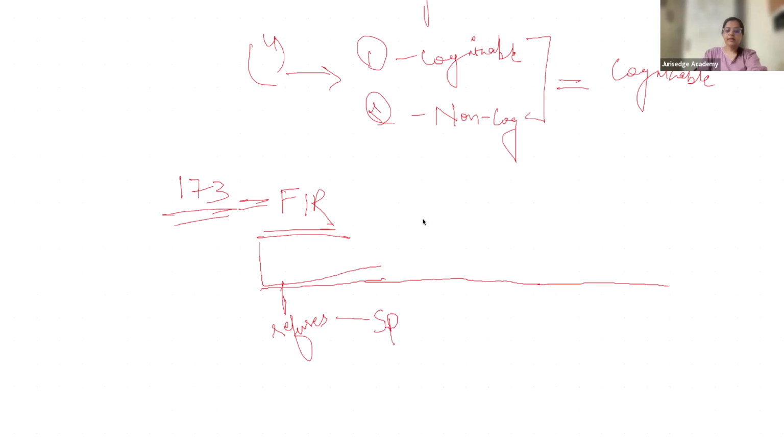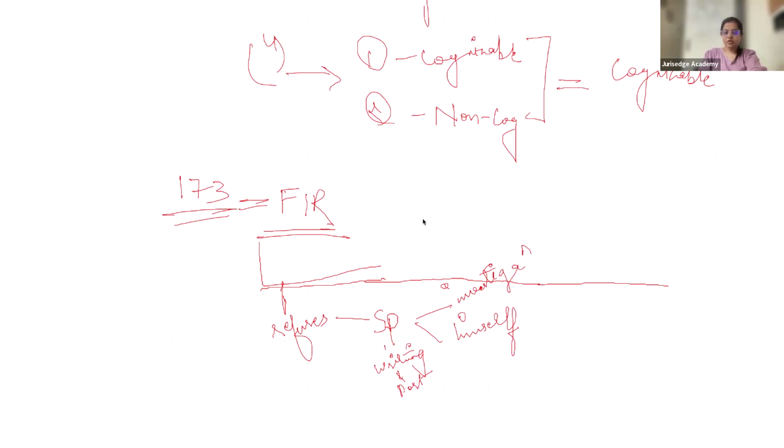Not even go. Send the FIR in writing and by post to the superintendent of police. He can either direct the further investigation or he can do it himself. Because he is also a police officer, he can do the investigation. He's not a court.